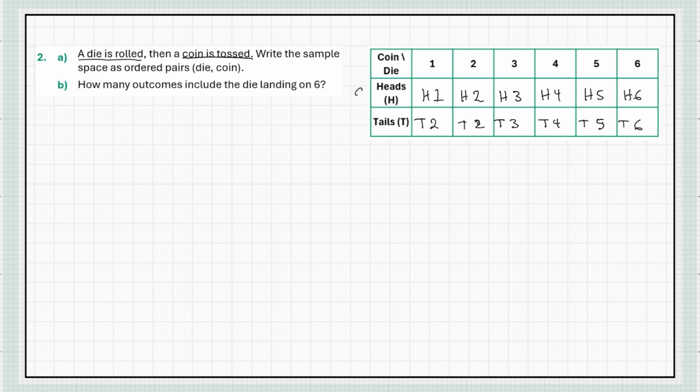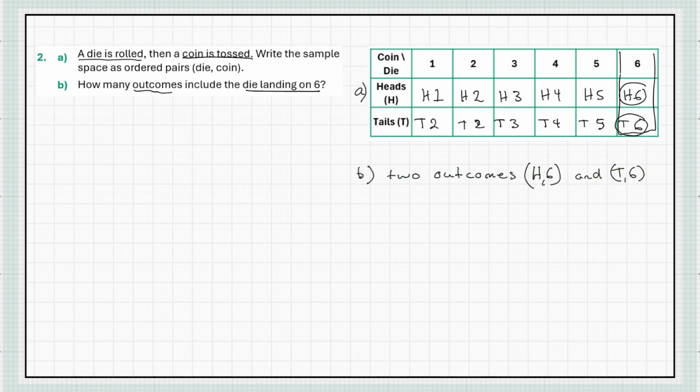Now, that's our answer for A. And for B, what we're going to be looking at is how many outcomes include the die landing on a 6. So we're only going to be interested in these outcomes here. Alright, so there are 2 outcomes. There's a head and a 6 or a tails and a 6. 2 outcomes, H6 and T6.